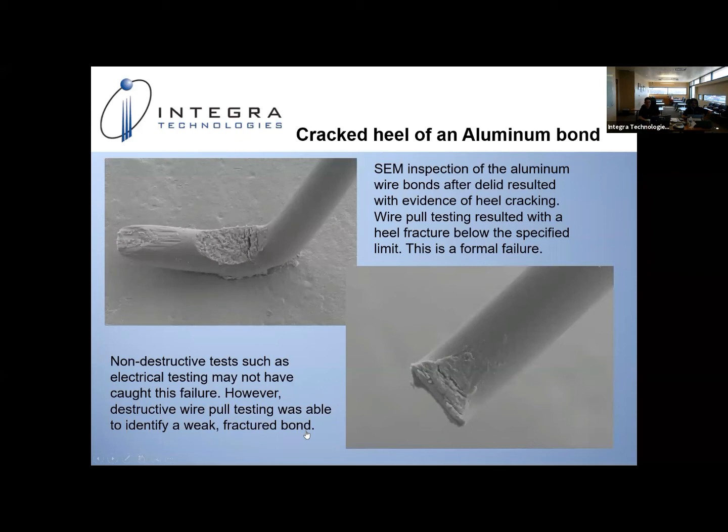Now this is a good one. So this is a cracked heel of an aluminum bond. In SEM inspection, you can see in the image on the left-hand side a crack that's going through the heel of the aluminum bond.